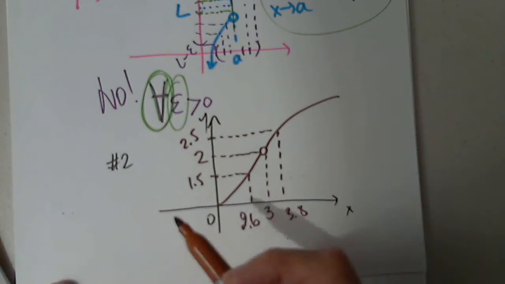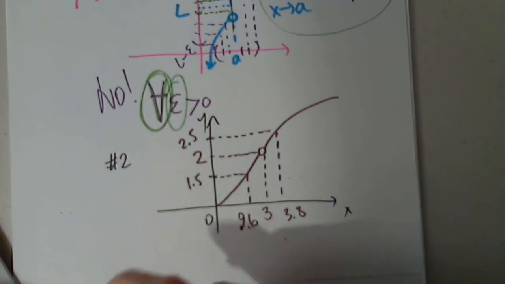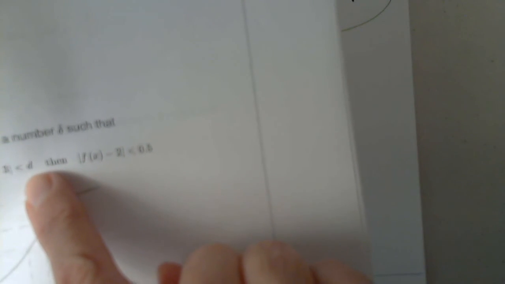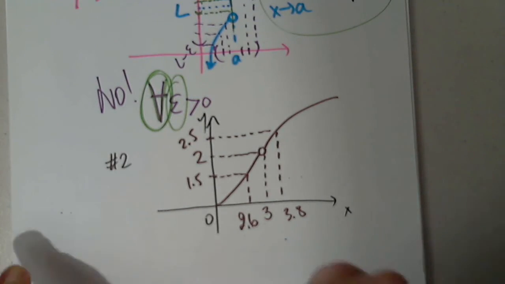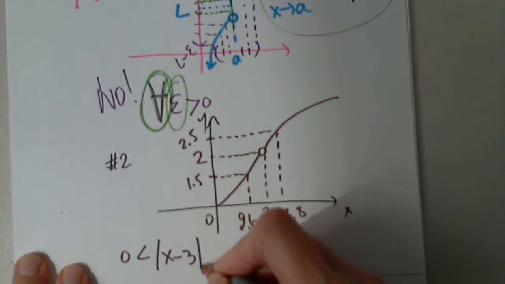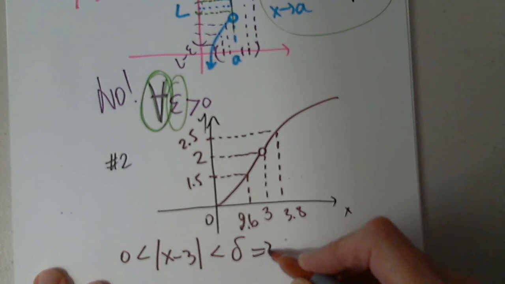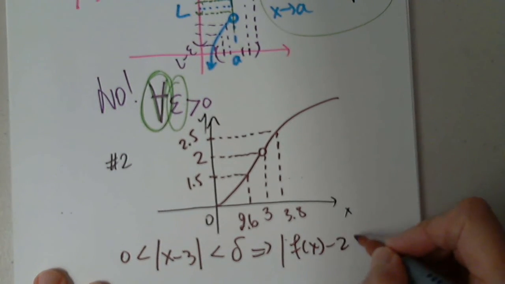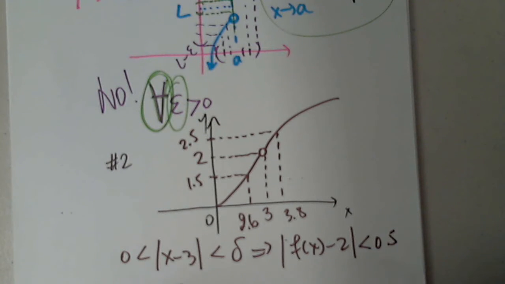And be careful because there is a typo here. They say use the given graph f to find the number delta, but then they write D here. So it's a typo in the book. It's delta, it's not D. It has nothing to do with what we're talking about. It's the epsilon delta definition. So this is delta. So 0 less than the absolute value of x minus 3 less than delta, and that will imply, of course, the absolute value of f of x minus 2 less than 0.5. So they say for the given graph, find delta.